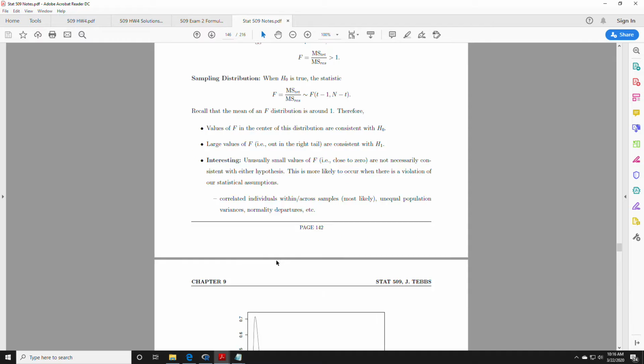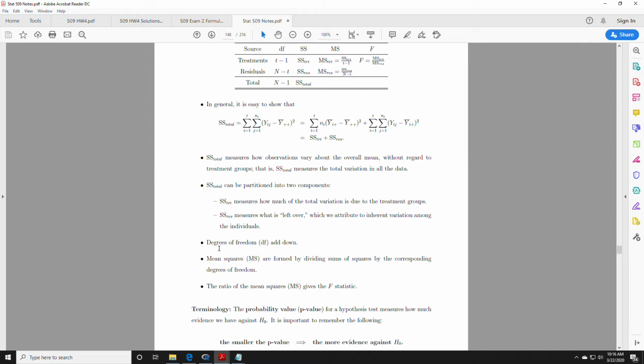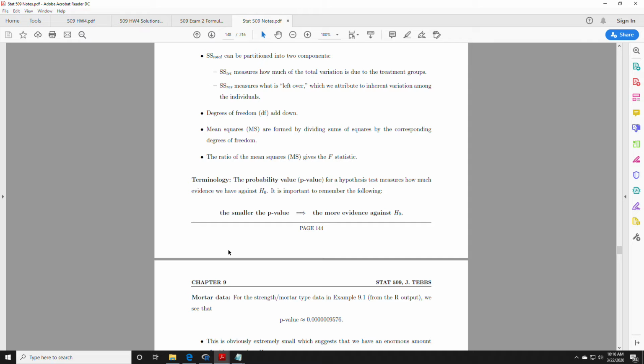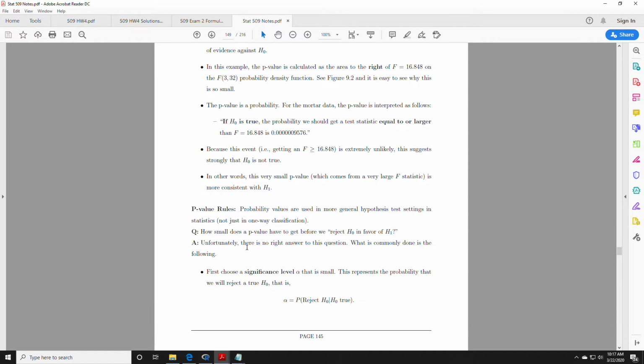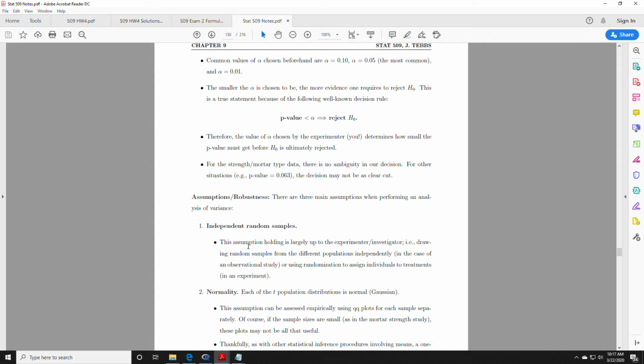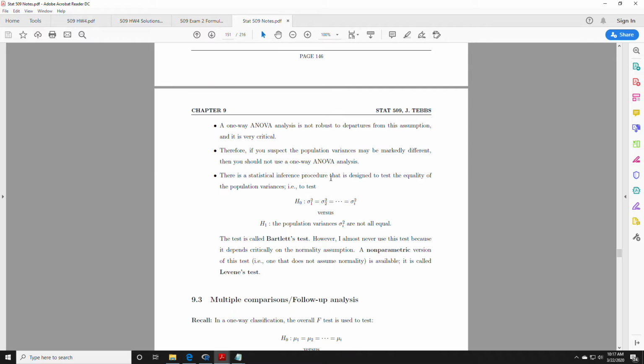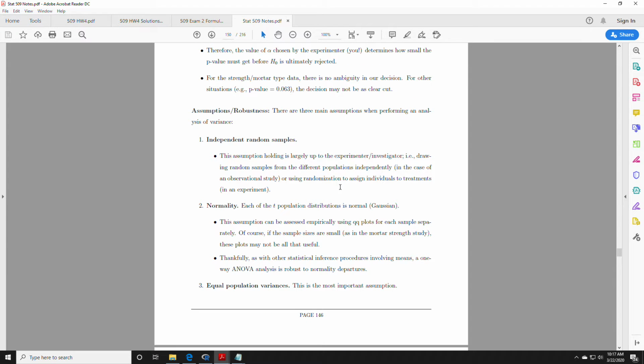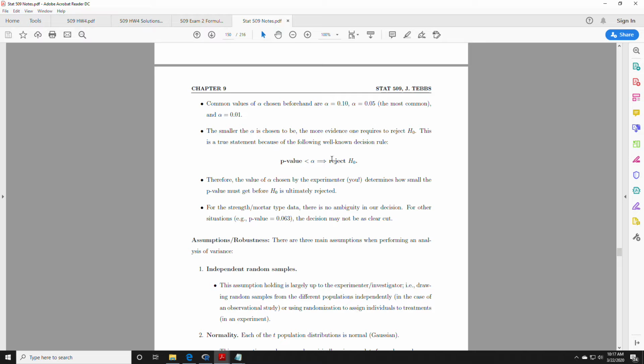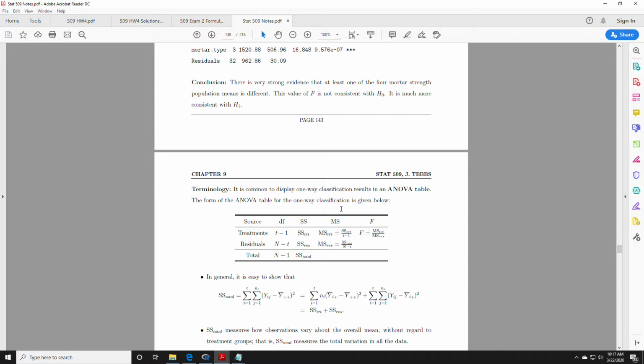That is the terminology that I'd really like for you to try to remember: we fail to reject the null hypothesis. Okay, so reject the null if the p-value is less than or equal to alpha. If the p-value is greater than alpha, fail to reject the null. That is the case where we do not have evidence.